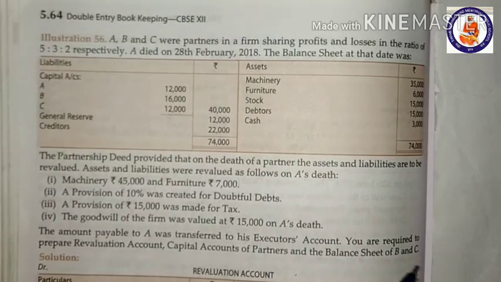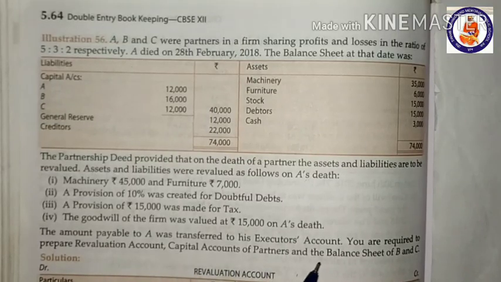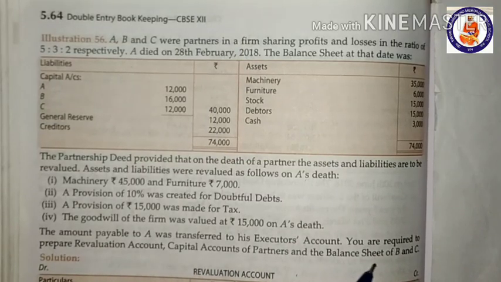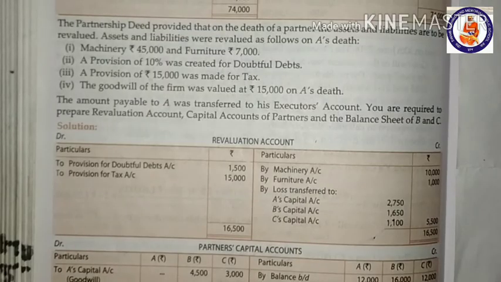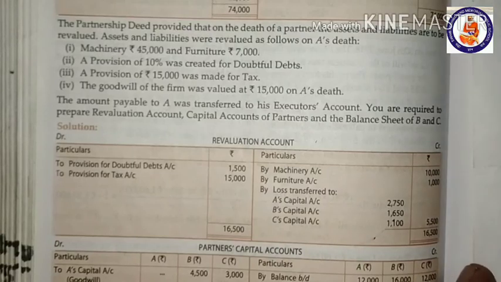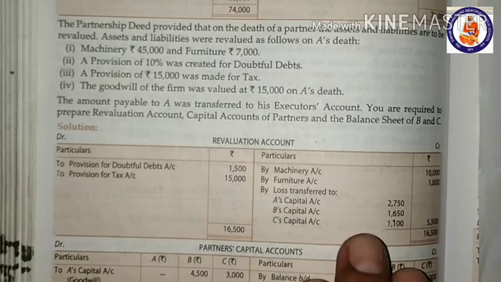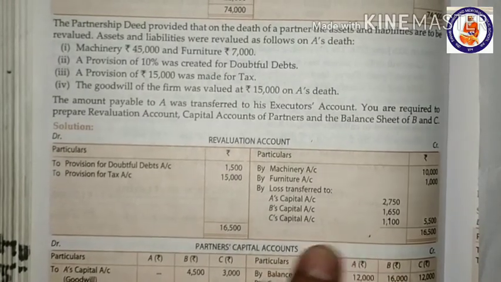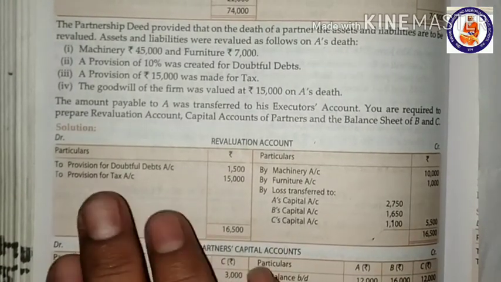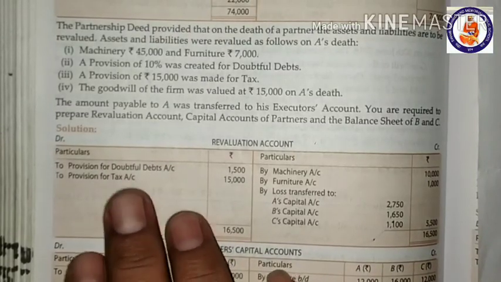Then you are required to prepare the revaluation account, partners' capital accounts, and balance sheet of B and C. This is to be done. First of all we'll make the revaluation account. Now this is the revaluation account. Increase in assets and decrease in liability we will show here, and decrease in assets and increase in liability we will show on the debit side.